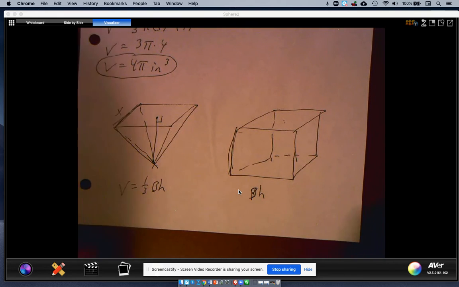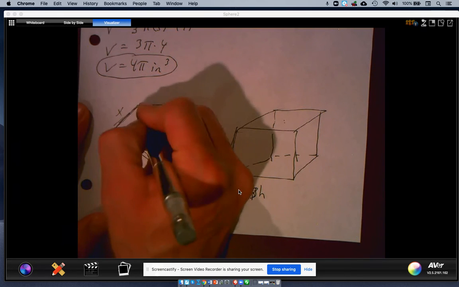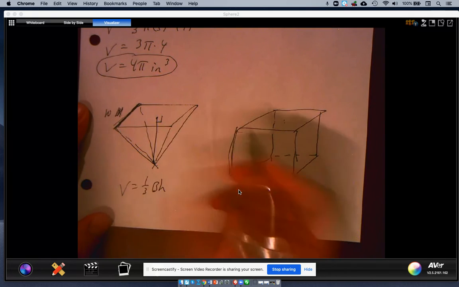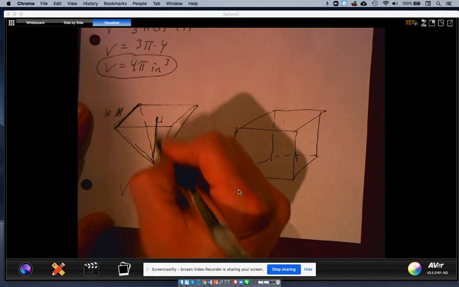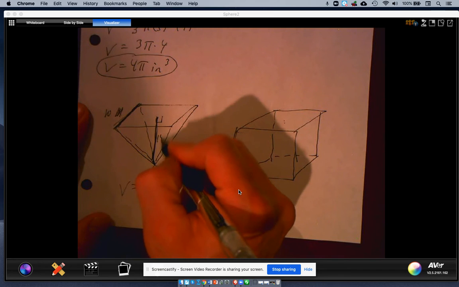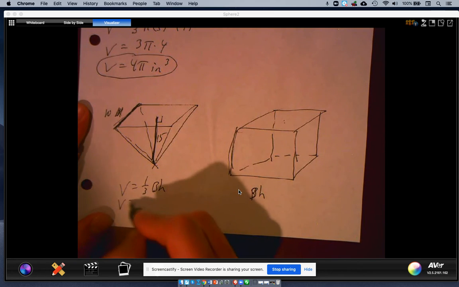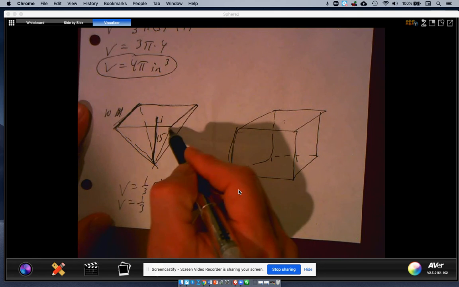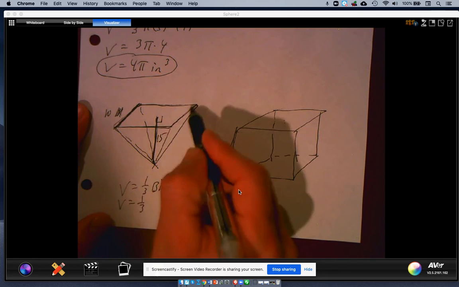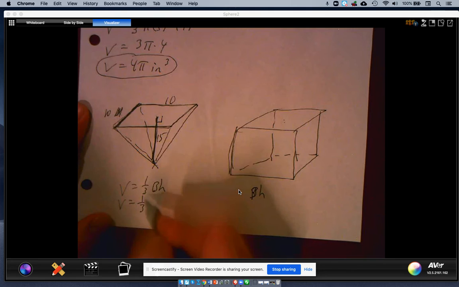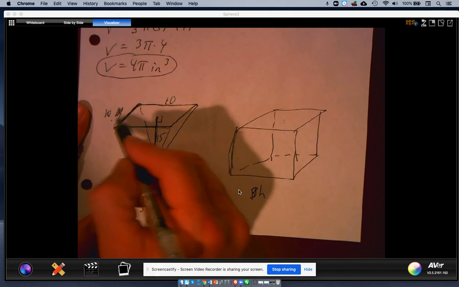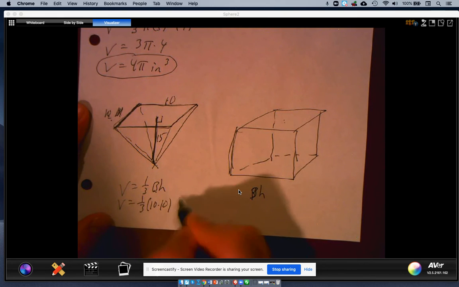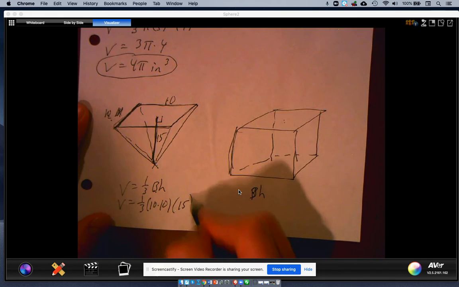So let's say I give you some numbers. Let's say the length of this base is 10, and the height, let's make it 15. So volume equals 1/3. Now this base is a square, 10 by 10. So the area of the base is 10 times 10. So the area of this base is 10 times 10 times the height, which is 15.